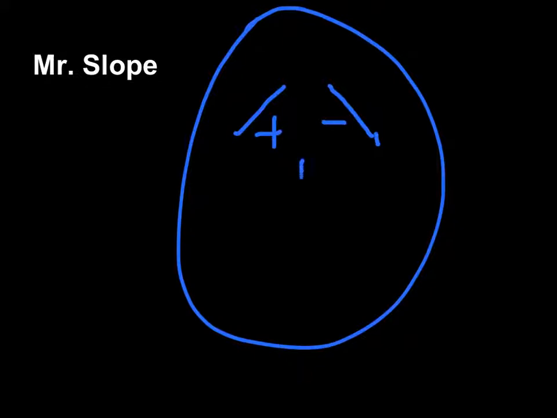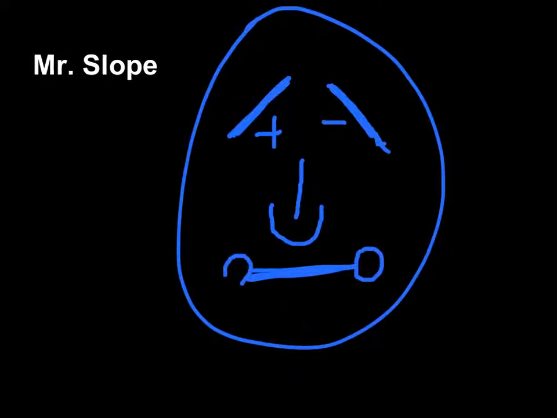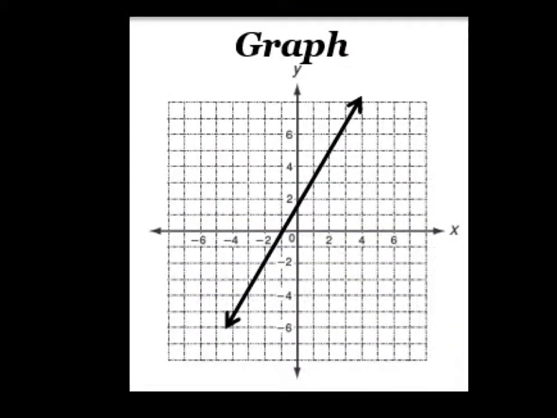Then he's got a nose that is straight up and down. When we have a vertical line, the slope is undefined, so we make a U to finish off his nose for undefined. His mouth is a nice horizontal line. When we have a horizontal line, our slope is 0, and we can see all 4 types of slope in Mr. Slope Guy. We have positive and negative for his eyebrows. His nose is an undefined slope, and his mouth makes a 0 slope. Alright, now if you'll turn over the tab that says graph, we're going to find slope from a graph.